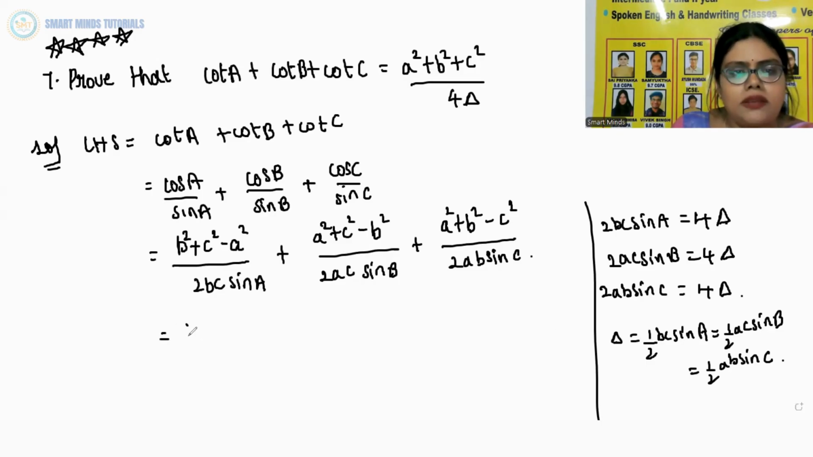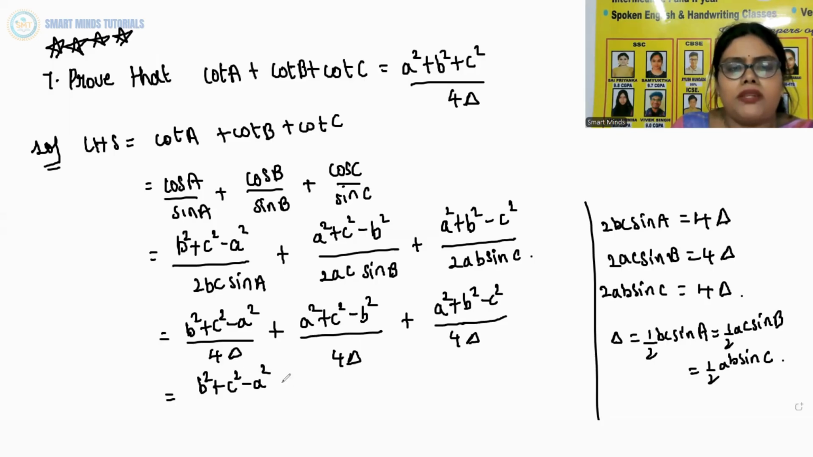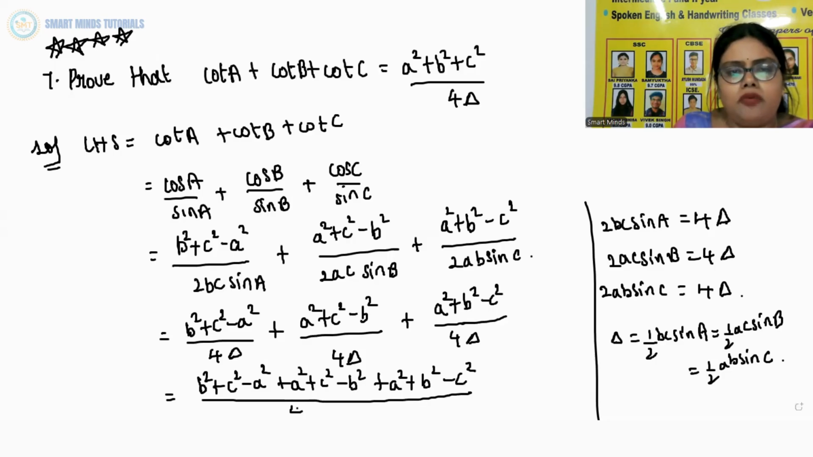Now this is B square plus C square minus A square by 4 delta plus A square plus C square minus B square by 4 delta plus A square plus B square minus C square by 4 delta. Now denominators are all same, add the numerators. B square plus C square minus A square plus A square plus C square minus B square plus A square plus B square minus C square by 4 delta.